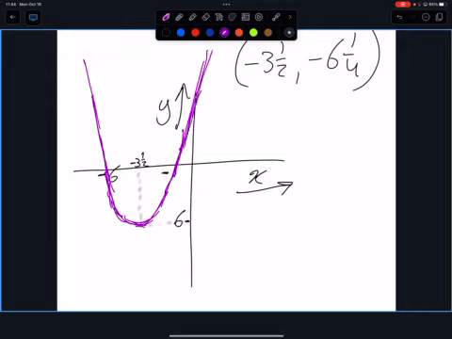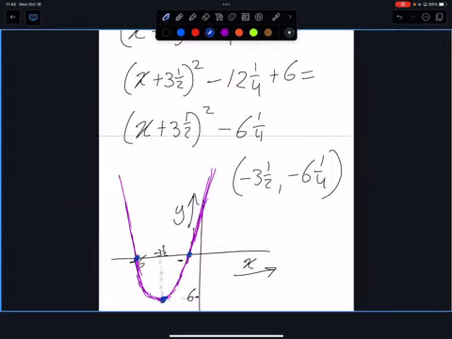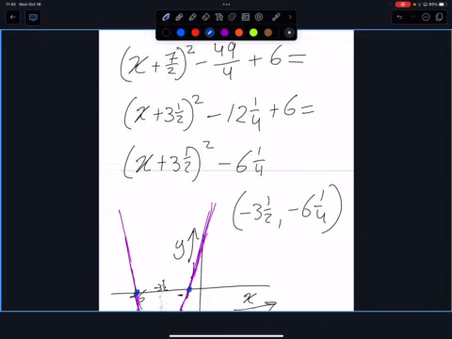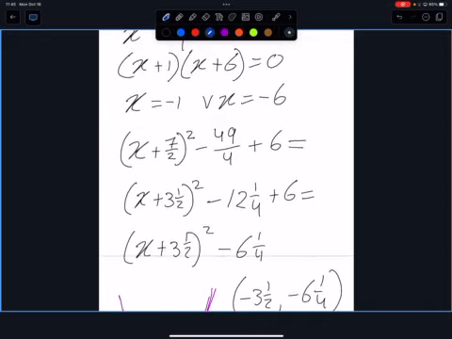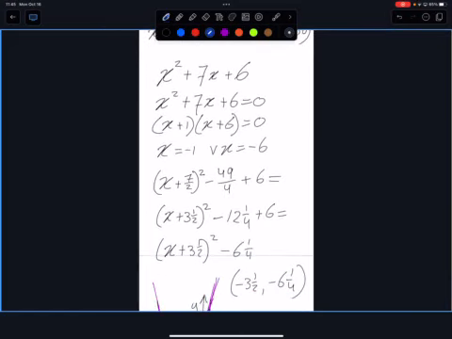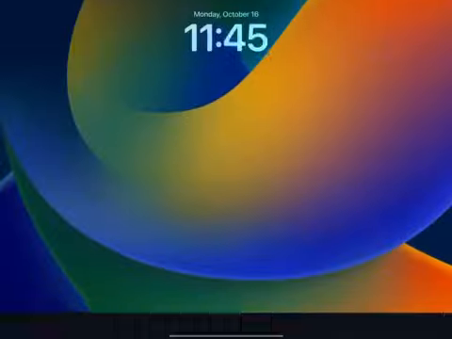Can you scroll back up? These are the coordinates. It went through these 3 points. Yes, your first step is to find the roots, find the minimum value, and then just draw it or sketch it.